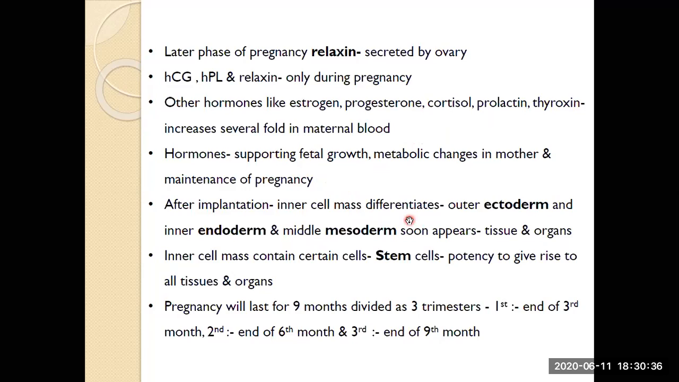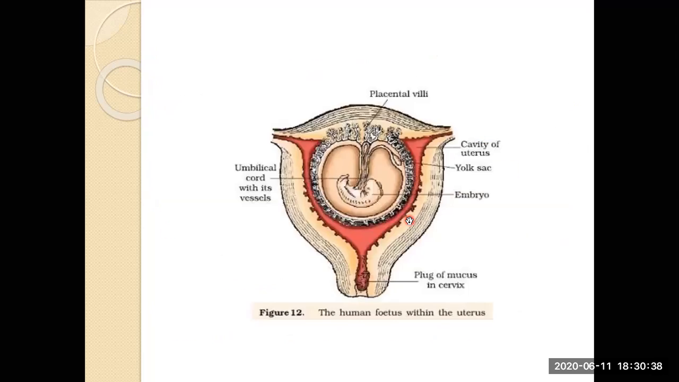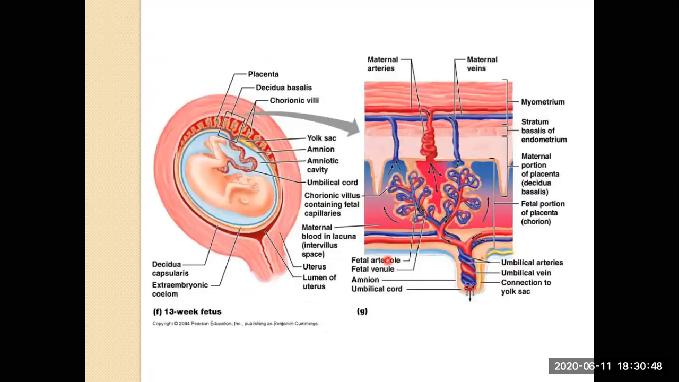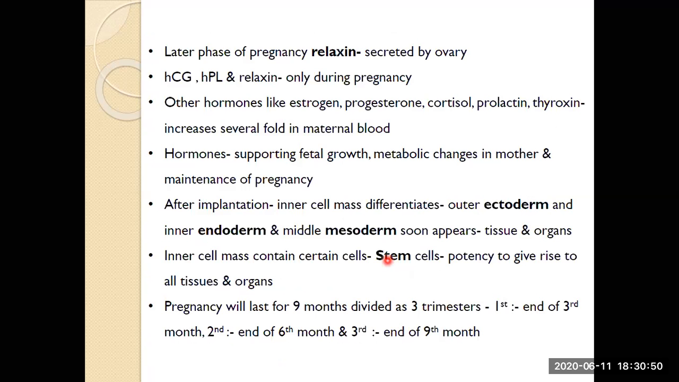After implantation of the blastocyst, see this inner cell mass, this mass is differentiated into three layers: ectoderm, endoderm, and mesoderm. At this stage, the fetus is known as gastrula, and this inner mass contains the stem cells that have the potency to give rise to all the tissues and organs of the body.